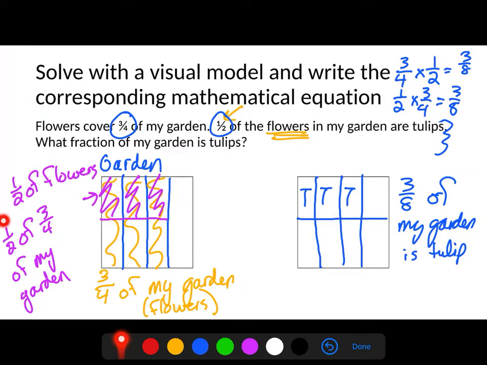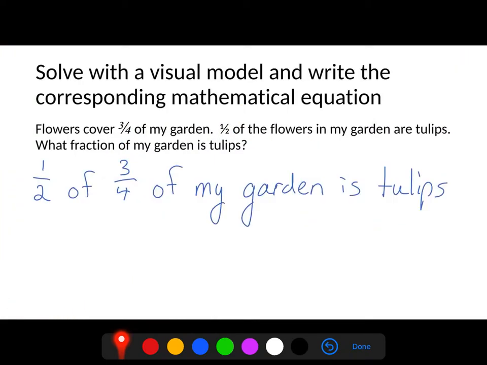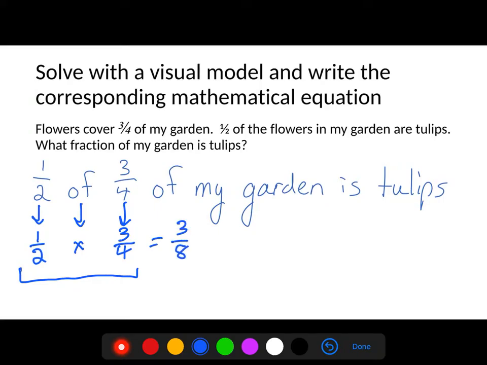To do that, we're going to use this description of what we did, half of 3/4 of my garden. I'm going to take that, and it translates directly. Half of is multiplication, 3/4, and there we have our expression. To make it an equation, we add an equal sign, and we have 3/8. That correctly models our situation.